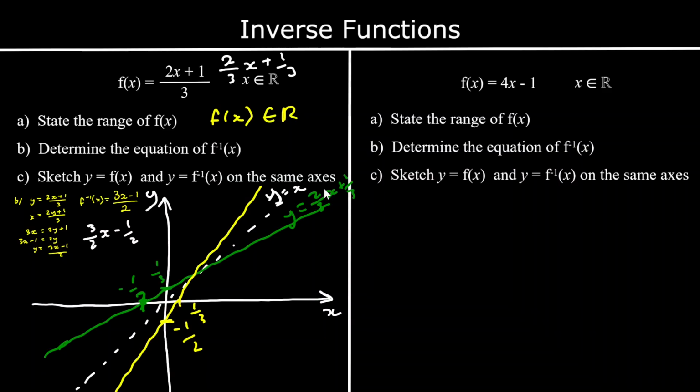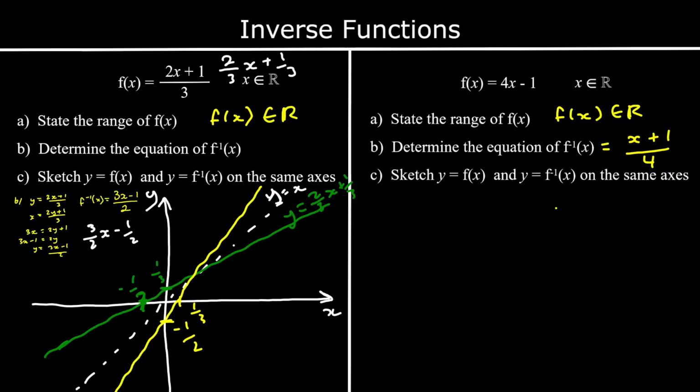One for you to try. f of x is 4x minus 1. Pause the video and give it a go. State the range of f of x. Again, it's a linear graph. It can be anything, so the set of real numbers. Determine the equation of the inverse function. The opposite of multiplying by 4 and then taking away 1 is adding 1 and then dividing by 4. So it's going to be (x plus 1) over 4.